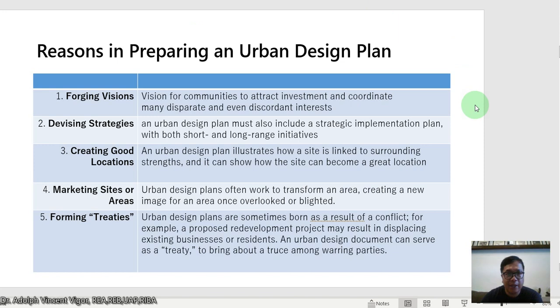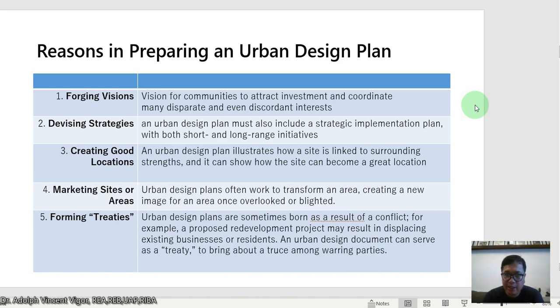So the urban design plan is also important in devising strategies. An urban design plan must also include a strategic implementation plan with both short and long range initiatives. So when you design, class, it's important that you know what you're going to do in the short and in the long run so that the implementation of the project will be successful. Then the third is creating good locations. So an urban design plan illustrates how a site is linked to surrounding strengths and can show how the site can become a great location.